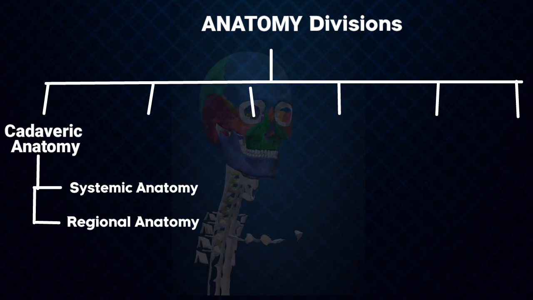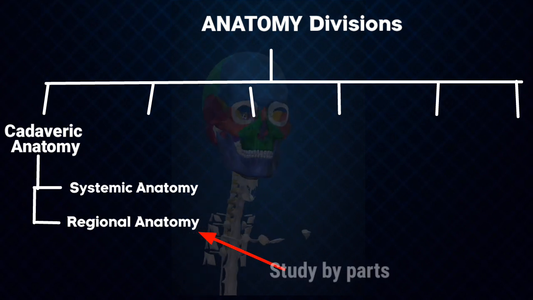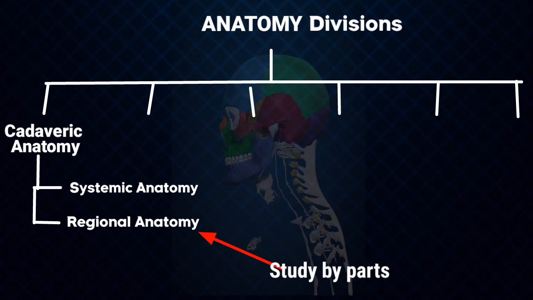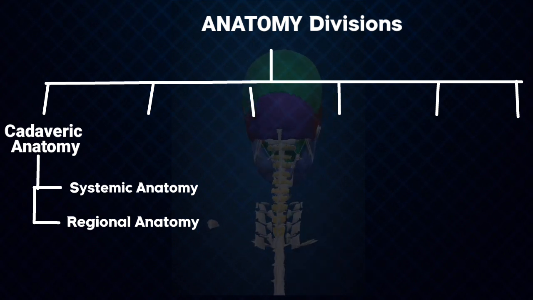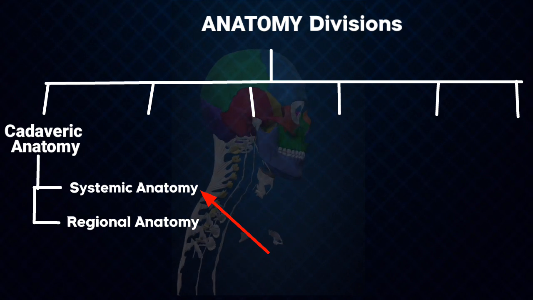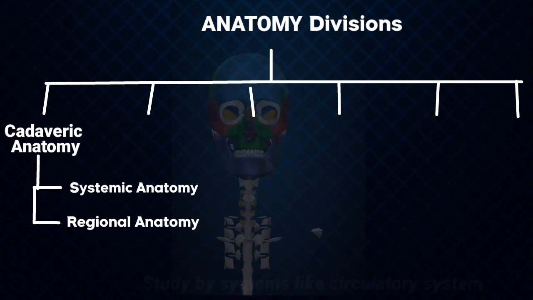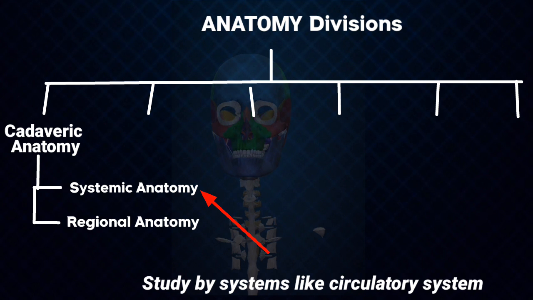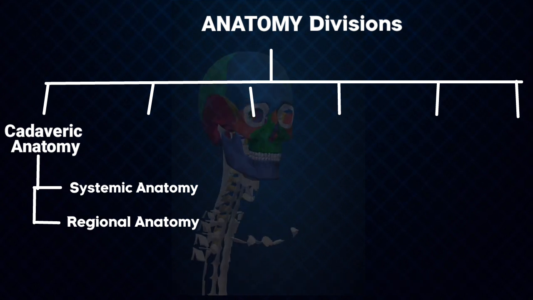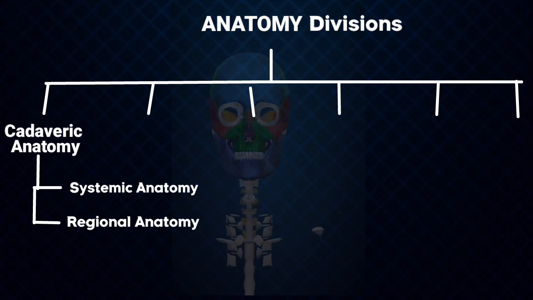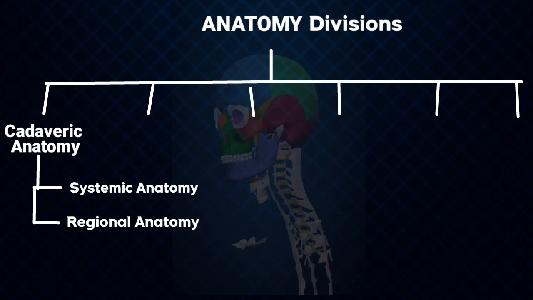In regional anatomy, the body is studied in parts like the upper limb, the lower limb, the thorax, the abdomen, the head, the neck and brain, etc. The systematic anatomy is used to study the body system-wise. The structure of different systems are studied separately. For example, angiology is the study of the structure of the vascular system.